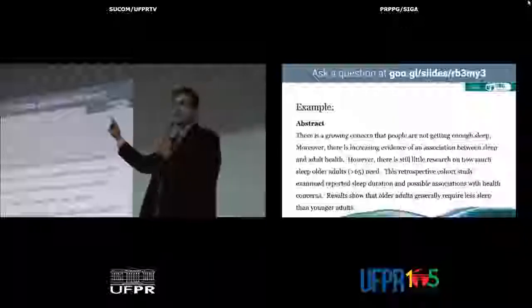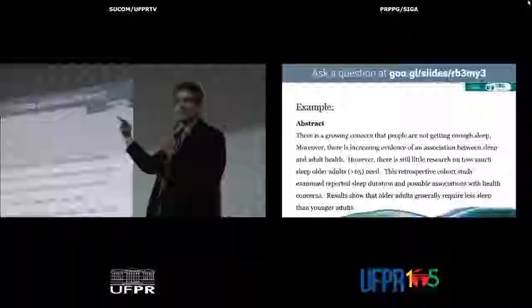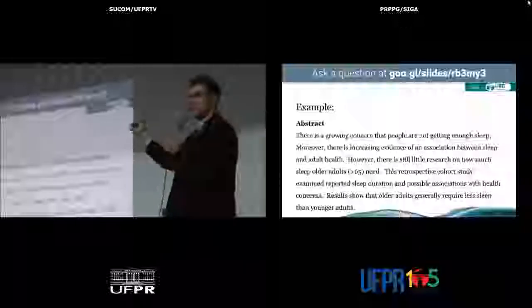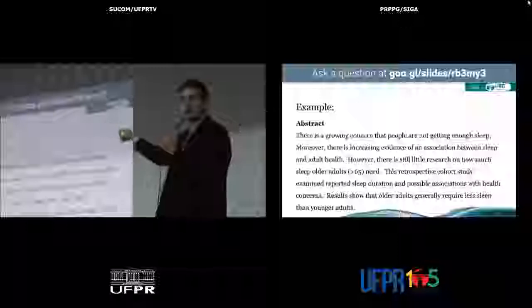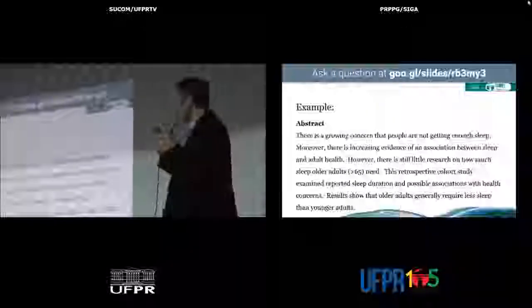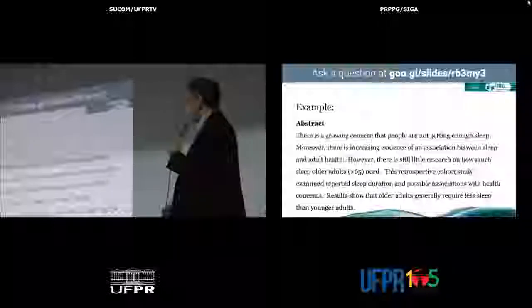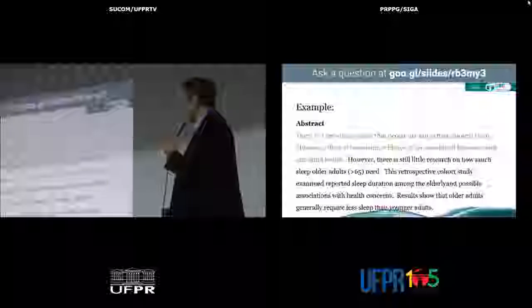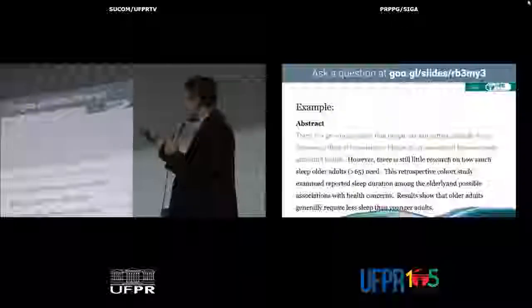Here you can see there's IMRAD, and you can see the moves, where, as is often the case, the word however marks the niche. There's still little research on how much sleep older adults need. So that's good. That's an okay abstract. There's your territory. There's your niche, move 1 and move 2, and then occupying the niche.